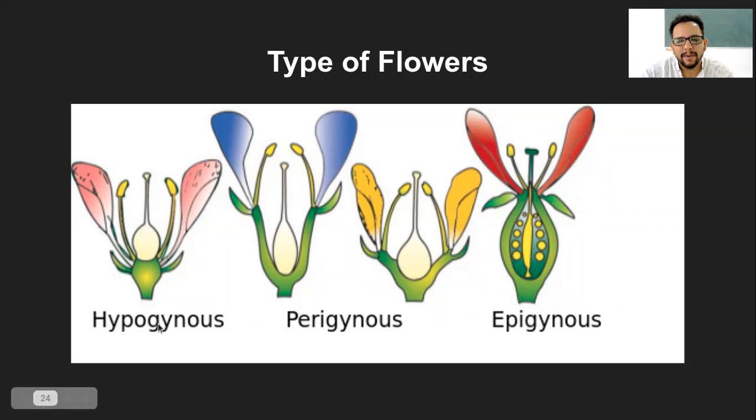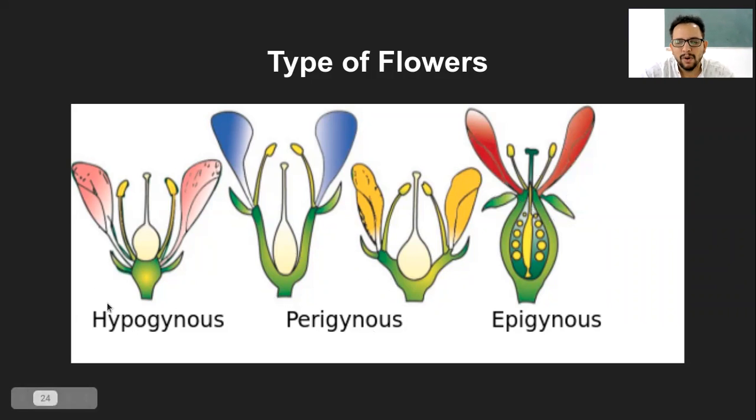In a hypogynous flower, the ovary is on the top and all the other whorls, that is the petals, the stamens and the sepals, arise from below the ovary. That's why hypogynous. Perigynous means they arise from the side. It can be this side or a little higher, and that will be the side of the ovary. And in epigynous, the ovary is at the base and the other floral parts arise from the top of the ovary. So these are the three different types of flower based on the position of the ovary.